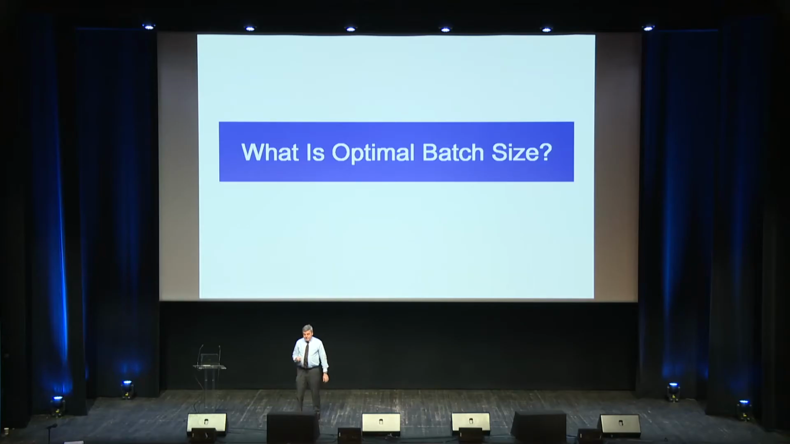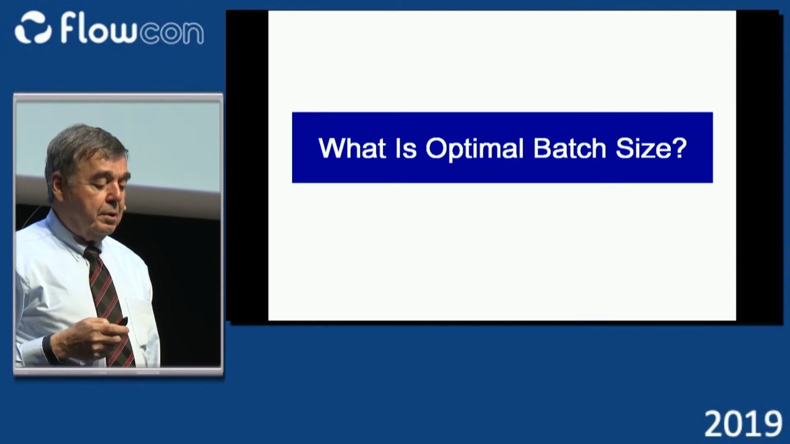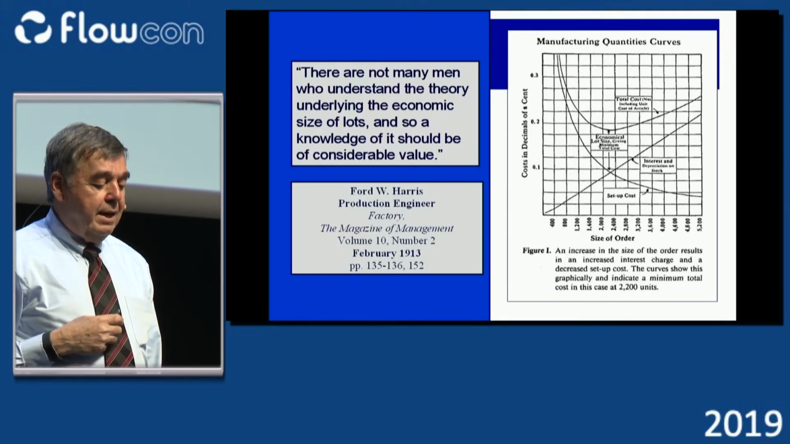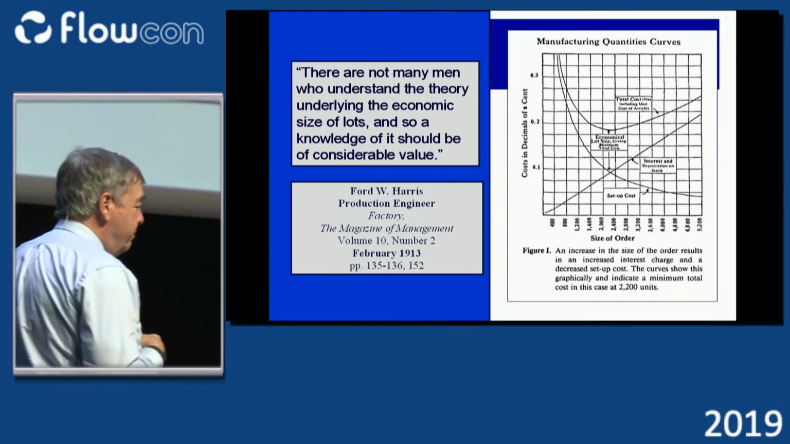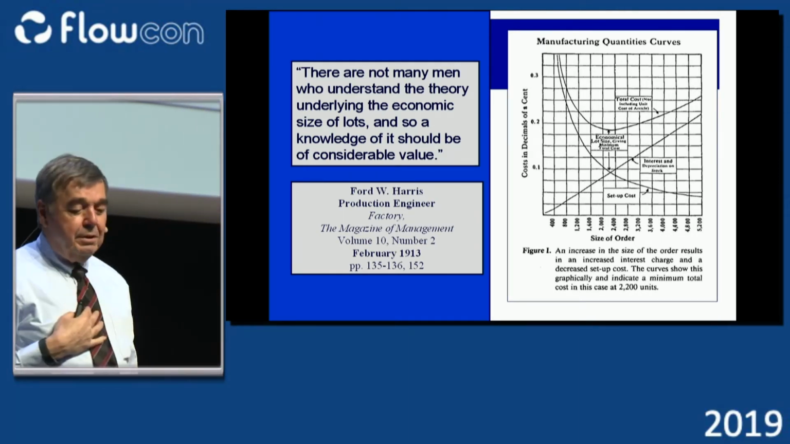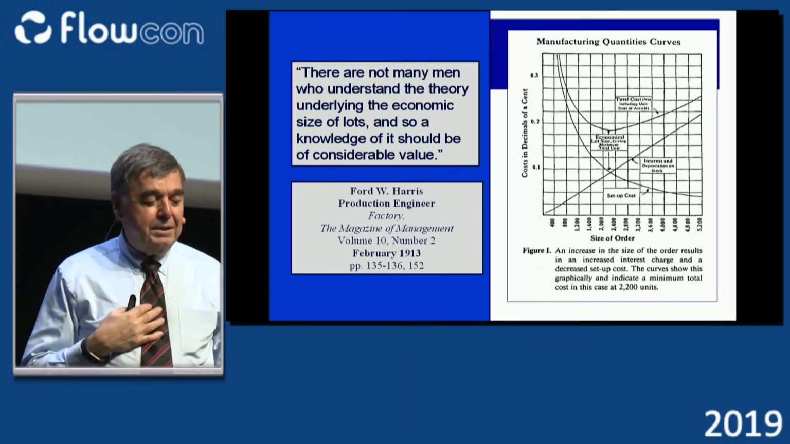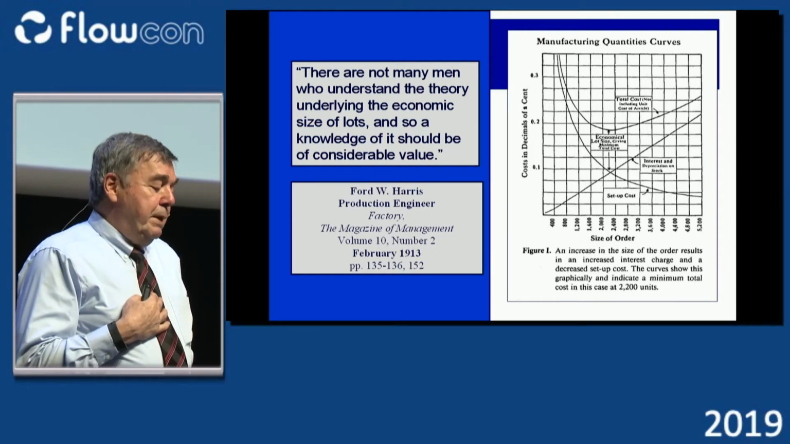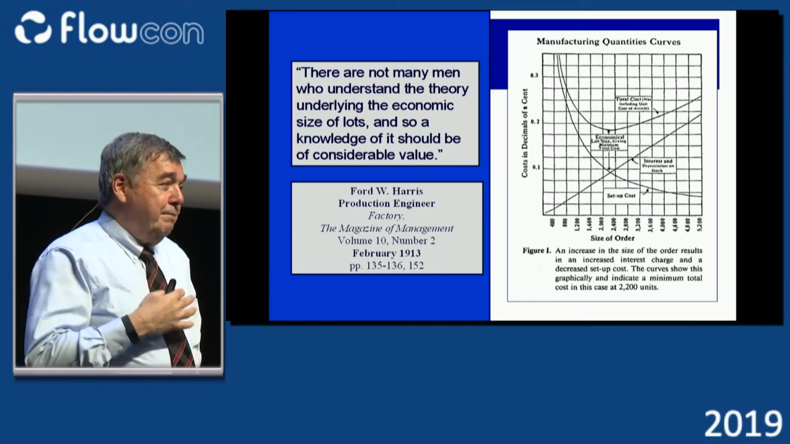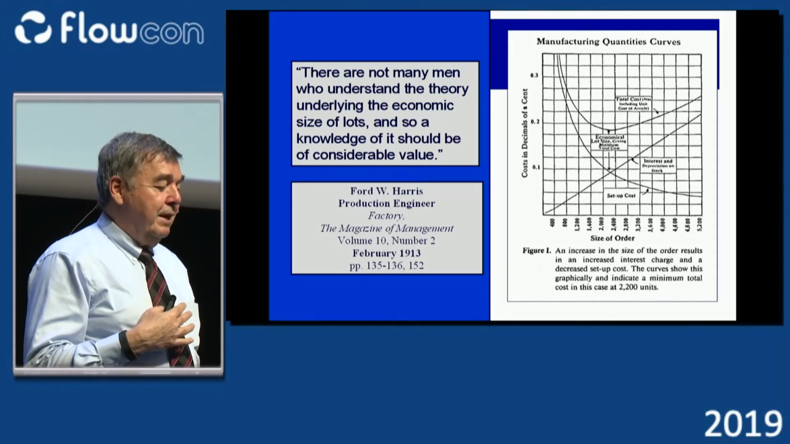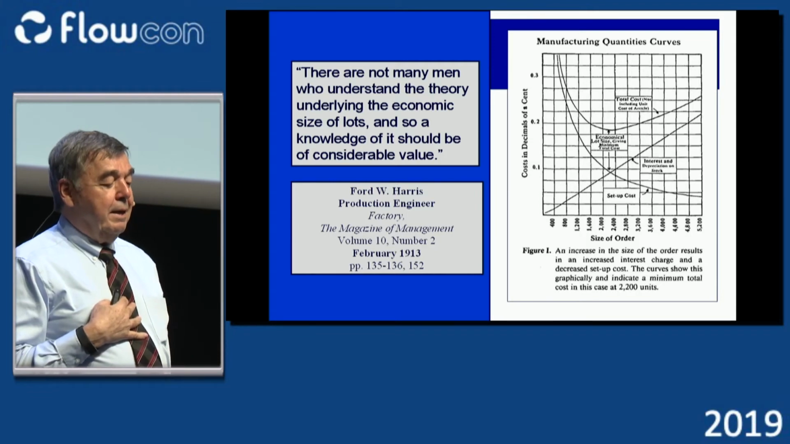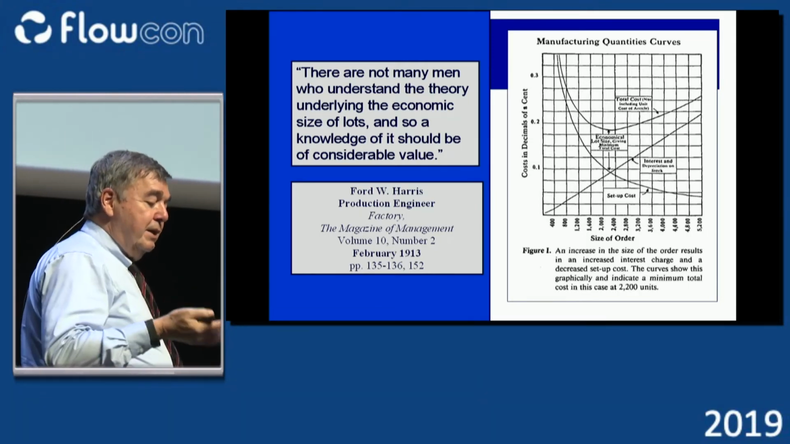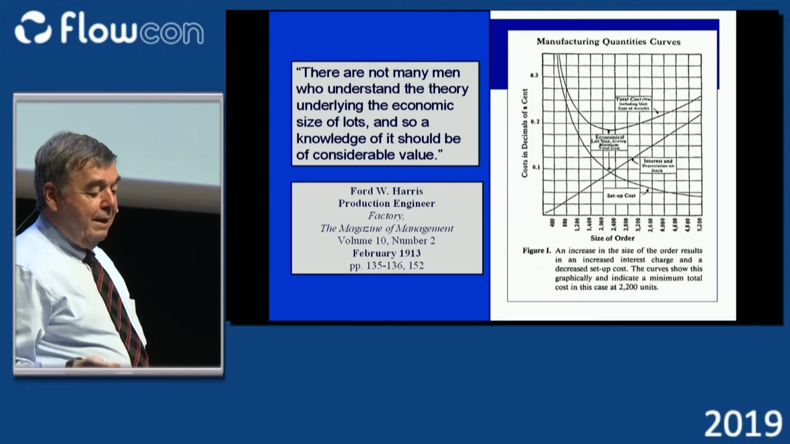Optimal batch size. It's known as economic lot size or economic order quantity. Original work on that was done in 1913. There was a fellow by the name of Ford Harris who wrote an article in Factory Management magazine. People who were outside the world of manufacturing didn't know much about it. And so he said, there are not many men who understand the theory underlying the economic size of lots, so a knowledge of it should be of considerable value.